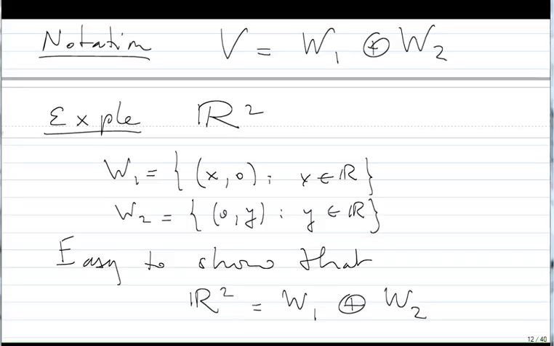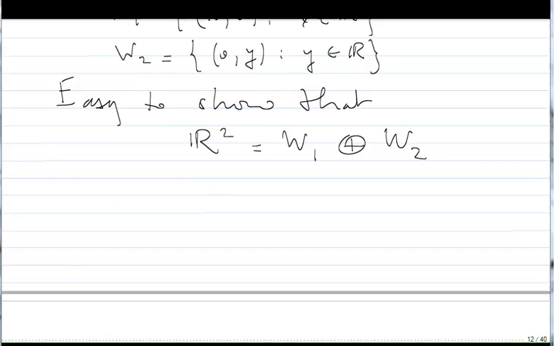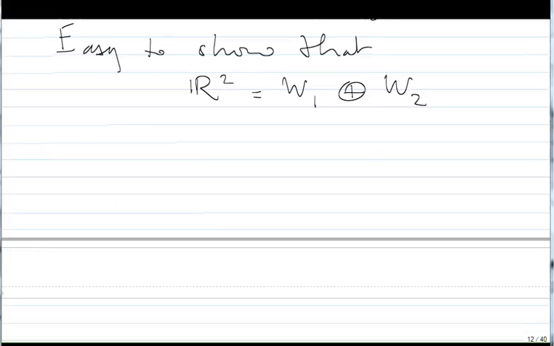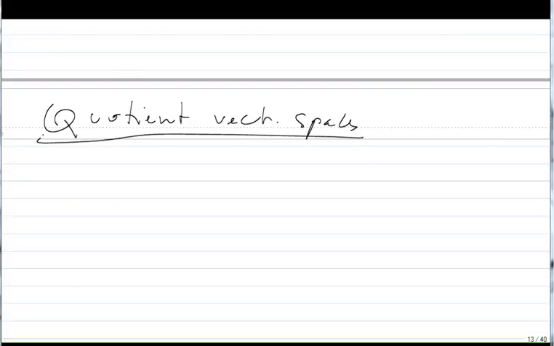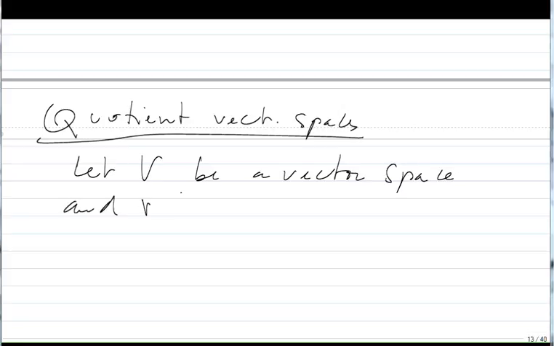More can be said about subspaces and their properties, but since it's just a little introduction, let us move on. The next concept that is also useful is the concept of quotient spaces, quotient vector spaces. So let V be a vector space, and W be a subspace of V.